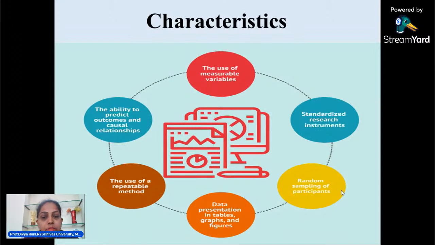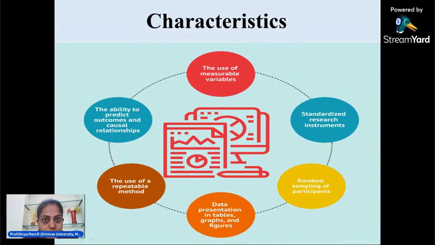Next is random sampling. Random sampling means you are randomly selecting the participants for the research process. Next one is the standardized research instrument. As I already told you, this instrument will be well tested and verified, and then it will be applied, so you are using a good instrument. Next is the use of measurable variables. For example, you may use age, sex, everything you will get in numbers. Whatever variables you are going to use in a quantitative research, everything will be in numbers. So these are the characteristics.